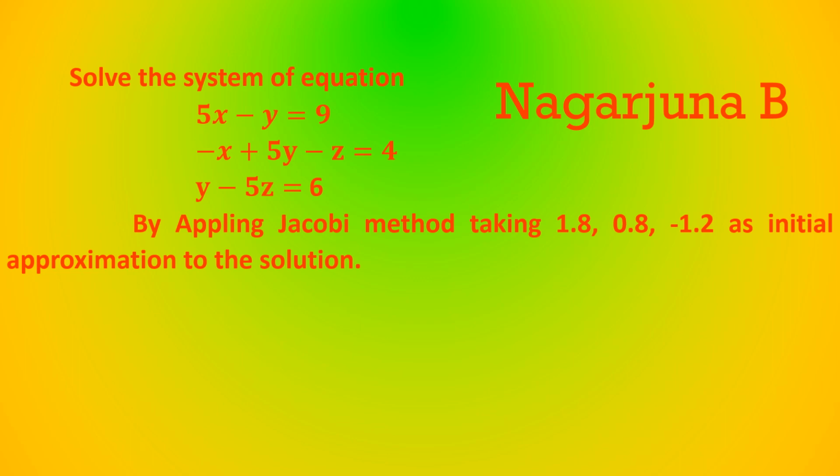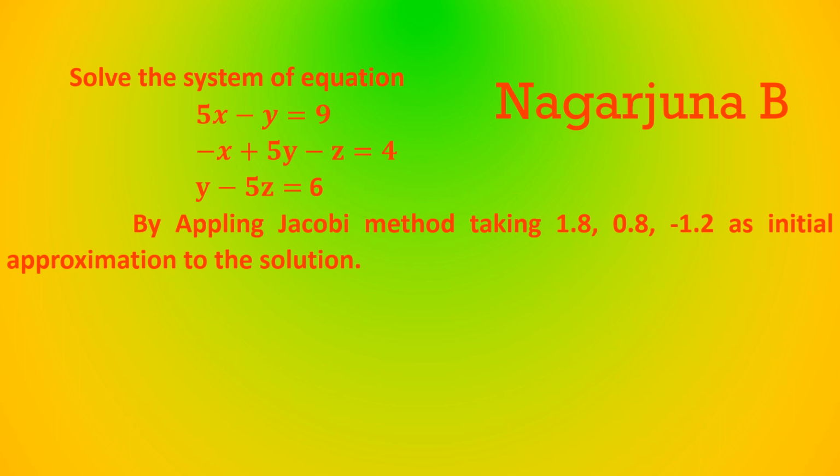That means consider the first equation. The coefficient of x is 5 and the coefficient of y is minus 1. So you need to take the modulus. The modulus of 5 is greater than the modulus of minus 1, that is, 5 is greater than 1. And the z coefficient is not given, that means it is 0. So 5 is greater than 0. The first equation is diagonally dominant.